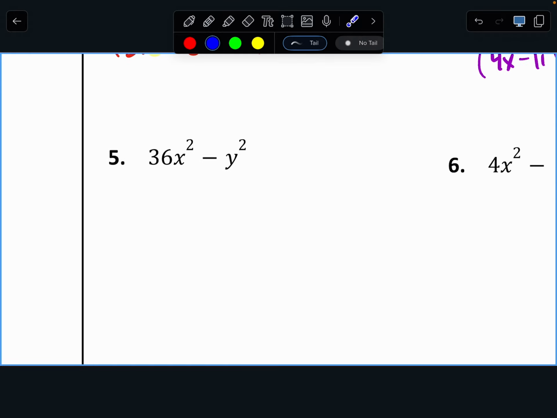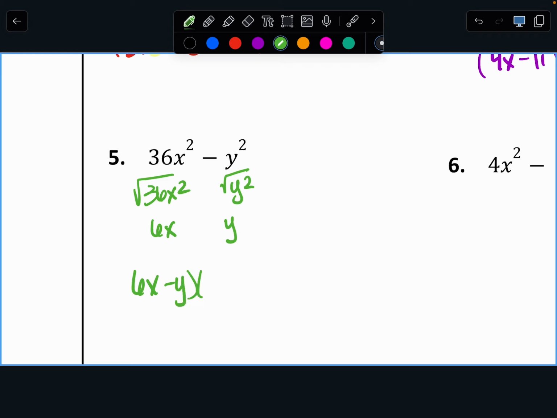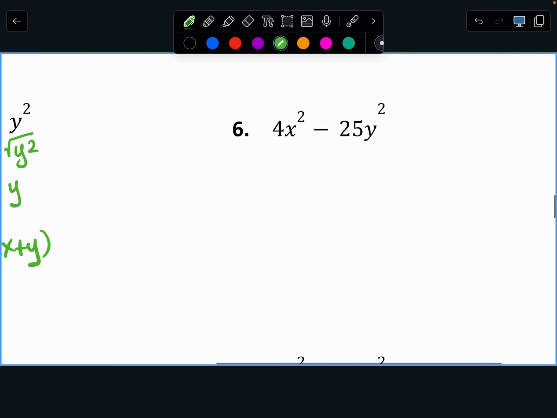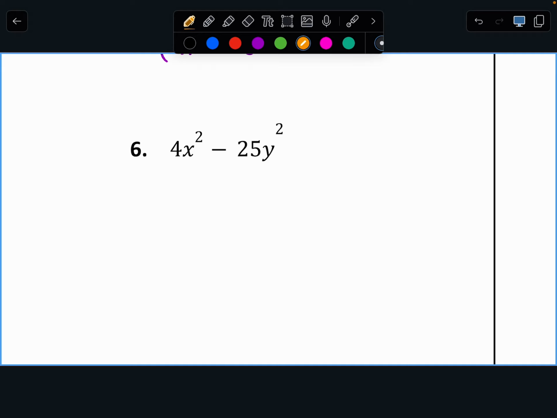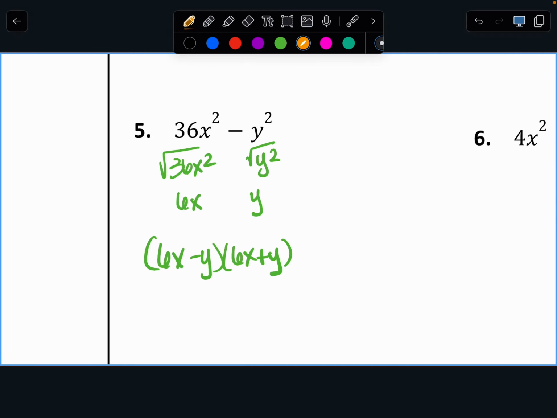Now, this is different variables, but it doesn't change the fact that everything there is a square. So when I do the square root of 36x squared, that becomes 6x. And the square root of y squared is y. So I get 6x minus y, 6x plus y, and that's it. So it's just a combination of finding the square roots.